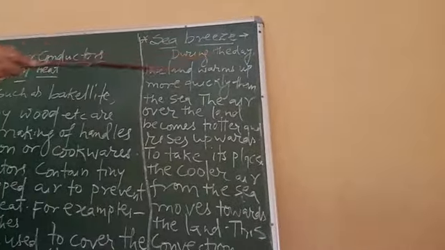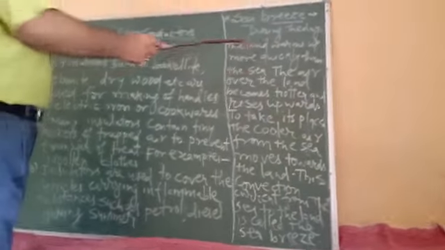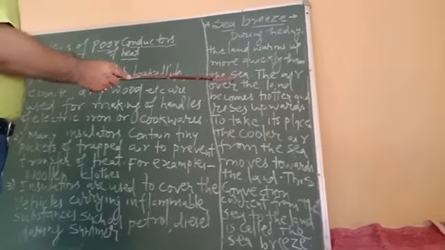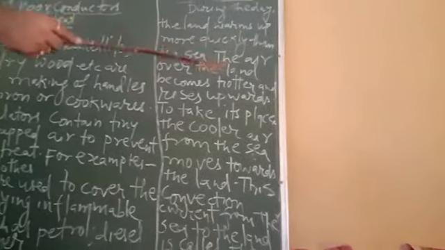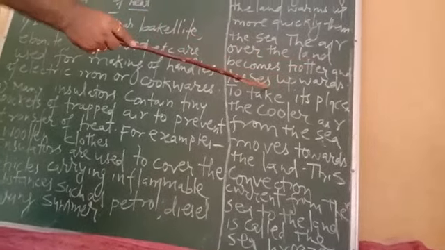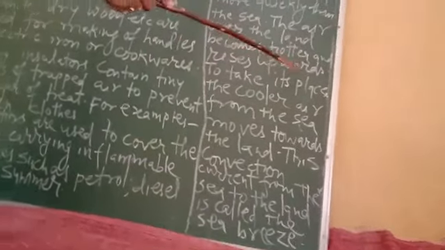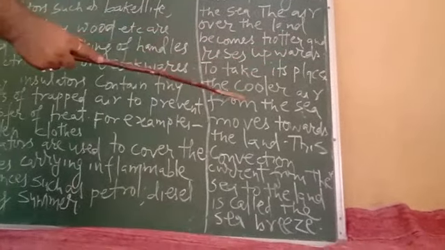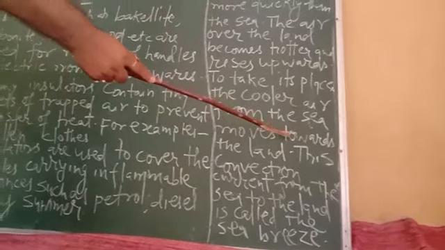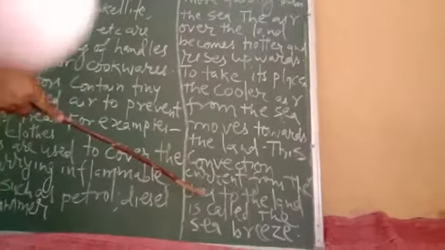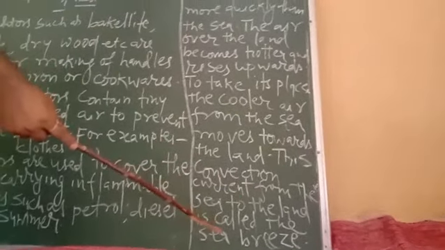During the day, the land warms up more quickly than the sea. The air over the land becomes hotter and rises upwards. To take its place, the cooler air from the sea moves towards the land. This convection current from the sea to the land is called the sea breeze.